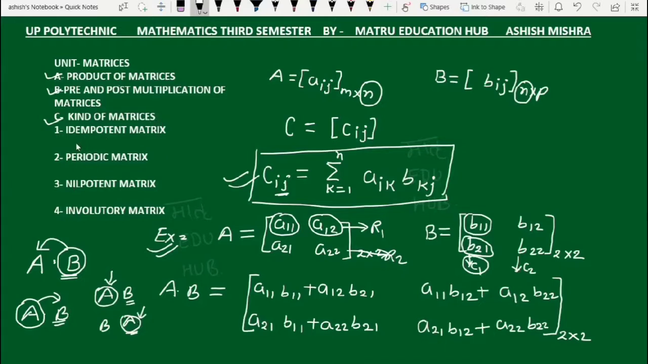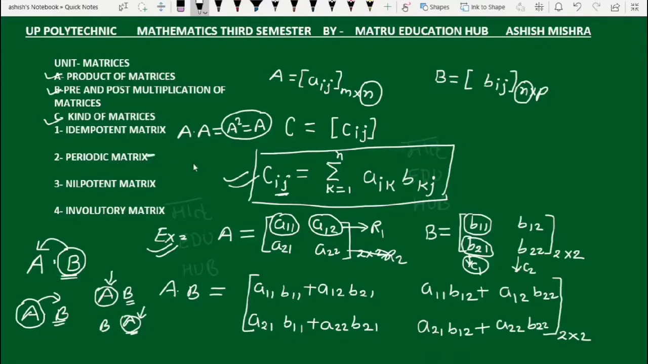Kind of matrices, there are 4 kinds of matrices. First is idempotent matrix. This is very easy. If the product of a matrix with itself gives A square equal A. For example, unit matrix 1 1 1 1 multiplied by 1 0. We can take further an example for this.